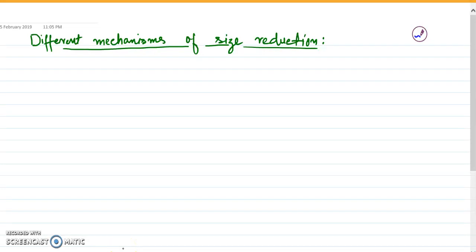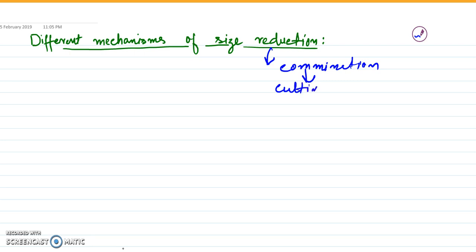Different mechanisms of size reduction. Size reduction in generic term is called comminution, which in common terms means cutting, crushing, and grinding.